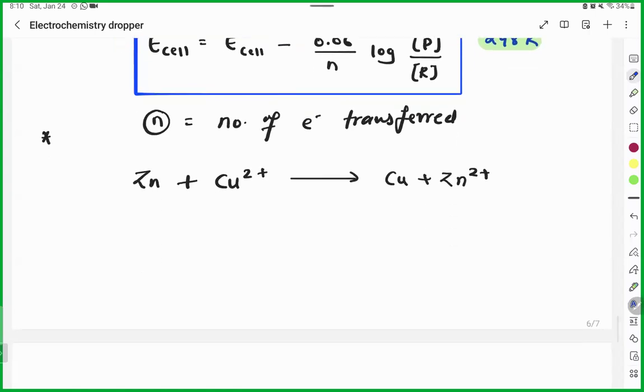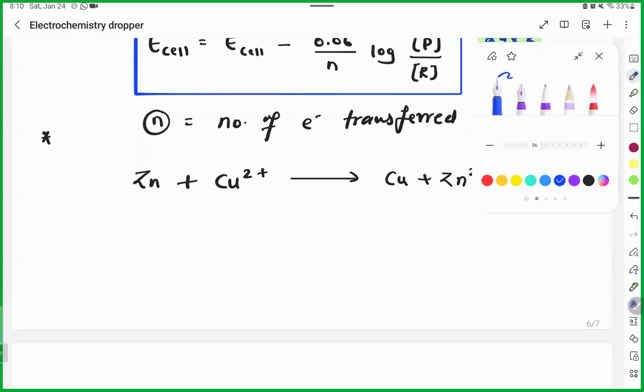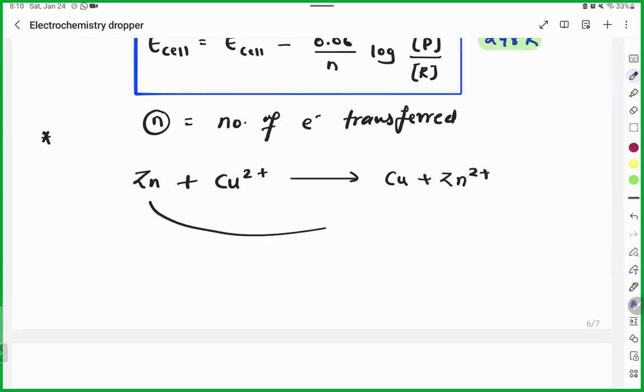So in this case, what you can see, zinc will lose 2 electrons while zinc is converting into zinc 2 positive. There are 2 electrons lost by zinc that will move to the copper. So 2 electrons are transferred. In this case, your n value will be 2. Remember, it is not the charge on a given atom. It will be the number of electrons transferred.